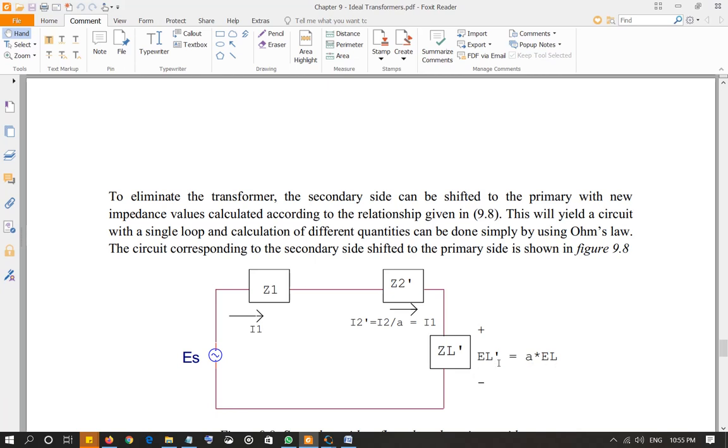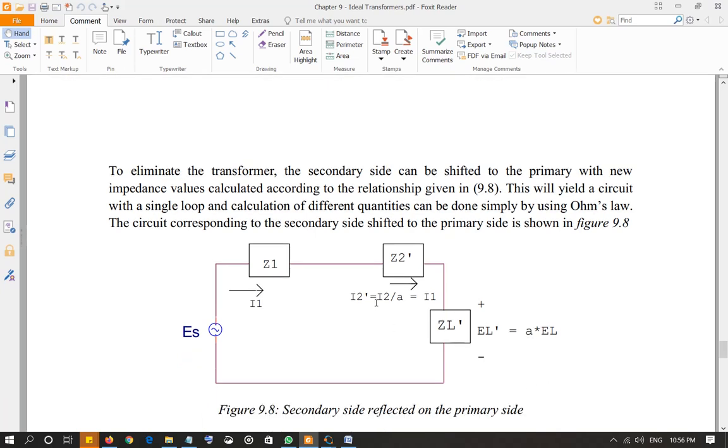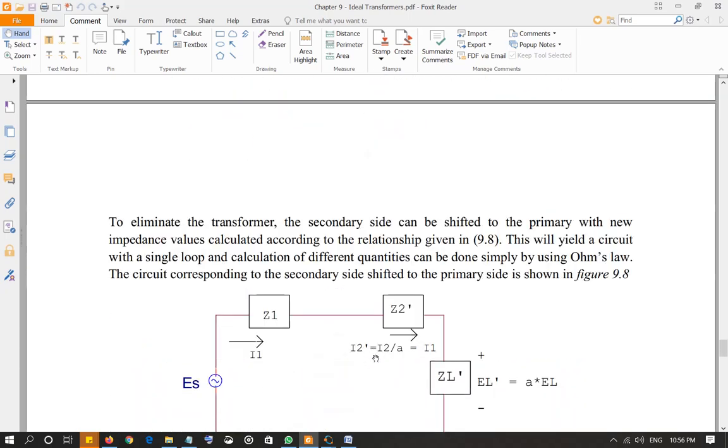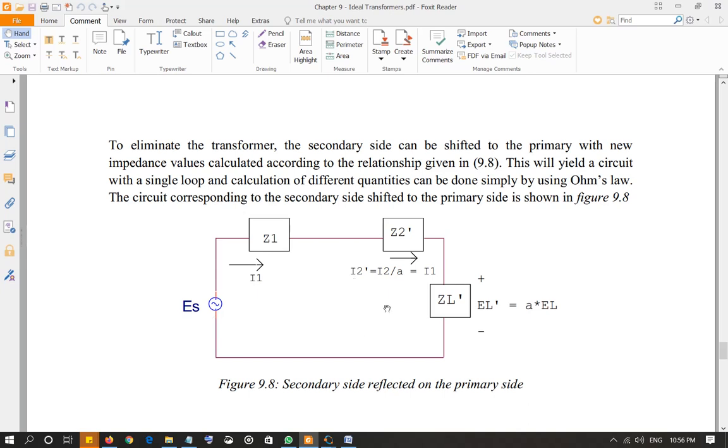So any voltage that you reflect from secondary to primary is multiplied by the turns ratio A. Likewise, any current that you reflect from secondary to primary is divided by A. Since it's a single loop, this current is I1, but I1 is I2 over A, as we have discussed earlier. In this way, you eliminated the transformer. You reflected Z2 and ZL, I2 and EL, every quantity onto the primary side. Now you have a single loop, and you can apply Ohm's law easily. You can calculate I1 as ES over Z1 plus Z2 prime plus ZL prime.